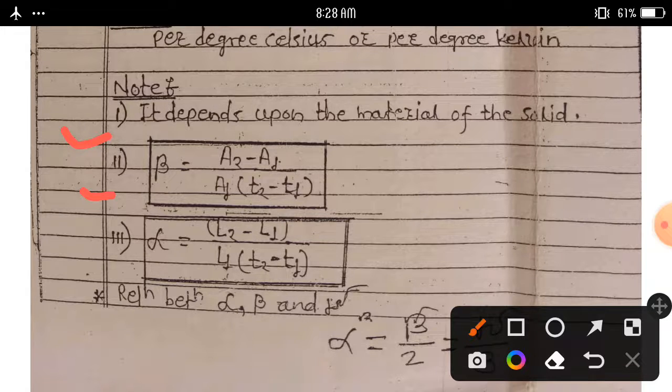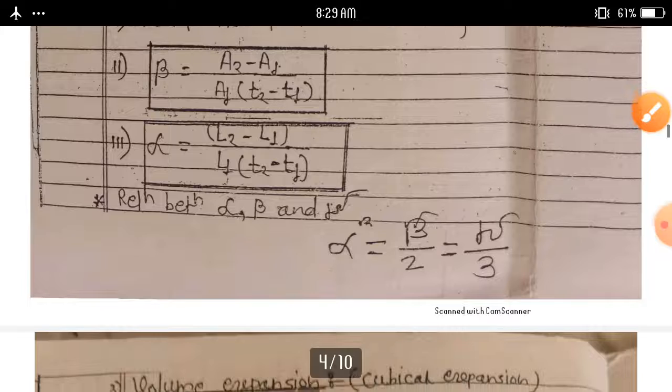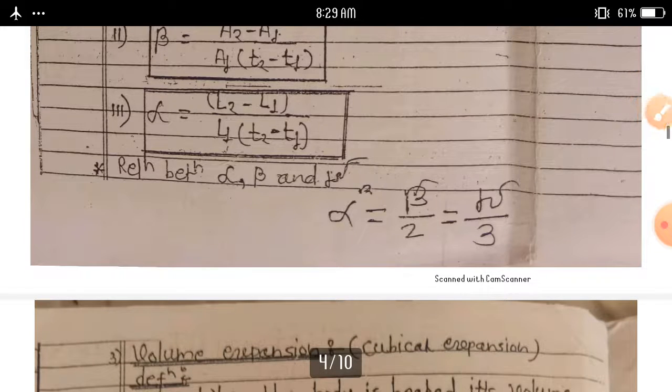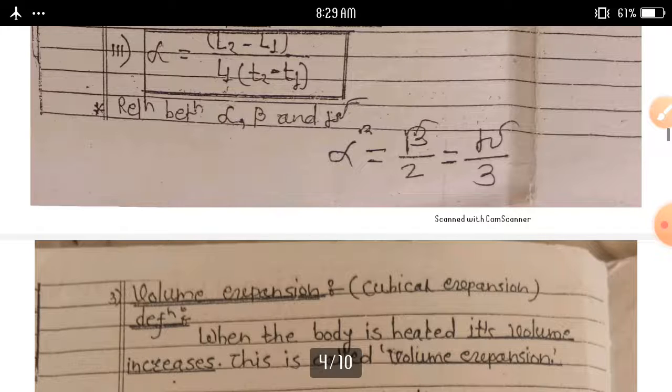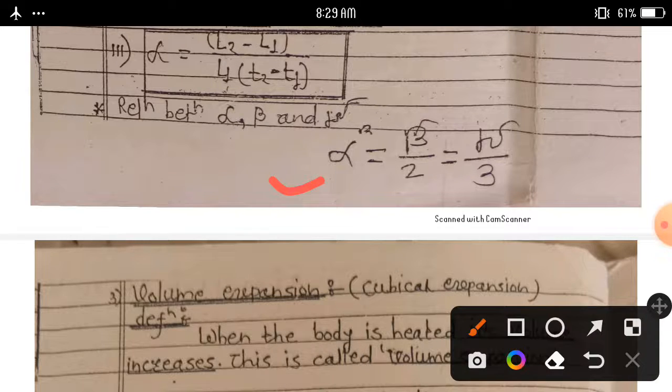Second note: beta is equal to A2 minus A1 upon A1 into T2 minus T1. Similarly, the coefficient of linear expansion is L2 minus L1 upon L1 into T2 minus T1. We can derive a relation between the coefficient of linear expansion, the coefficient of areal expansion, and the coefficient of cubical expansion. Here alpha is equal to beta by 2 is equal to gamma by 3.